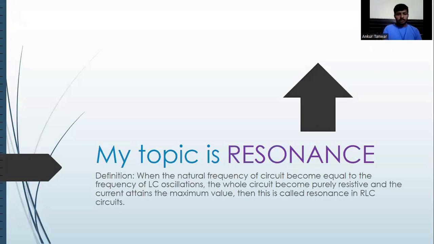My topic is resonance. The definition of resonance is when the natural frequency of a circuit becomes equal to the frequency of LC oscillations, the whole circuit becomes purely resistive and the current attains its peak, which is the maximum value. This is called resonance in the RLC circuit.